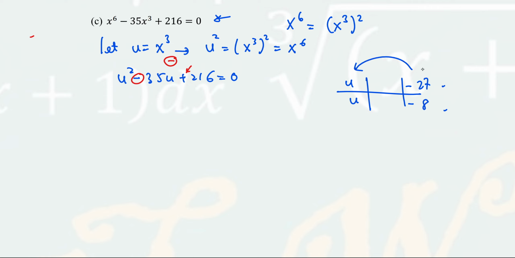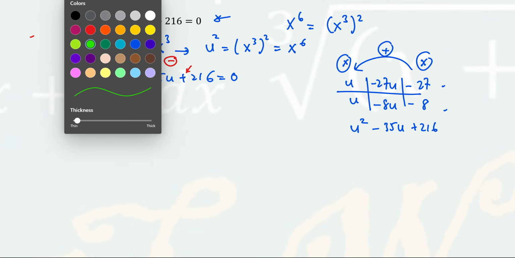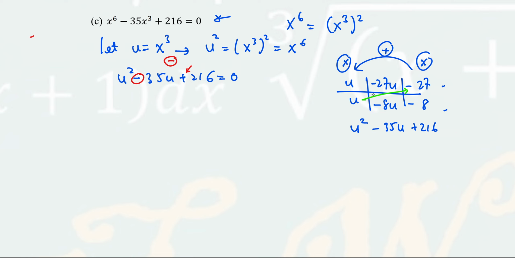So when you do expansion here, you multiply, I will be getting negative 27u and negative 8u. So in the first column, you multiply, and the middle column you add. So u times u is u squared, minus 27u plus minus 8u is minus 35u, minus 27 times minus 8, that is plus 216. Now, lastly, your factors multiply.